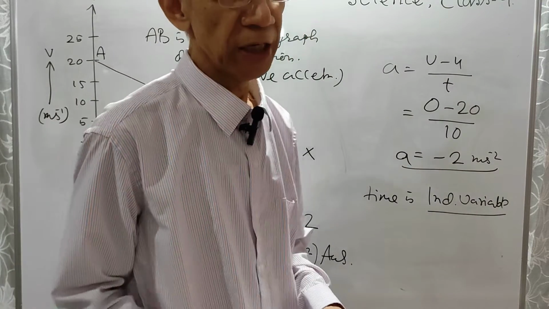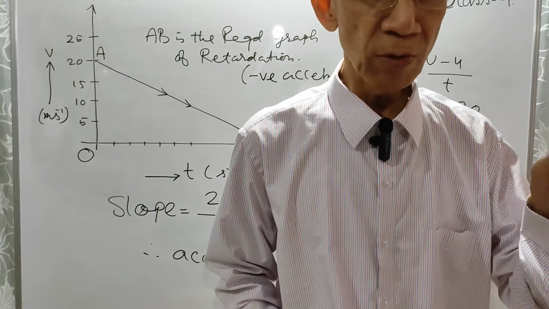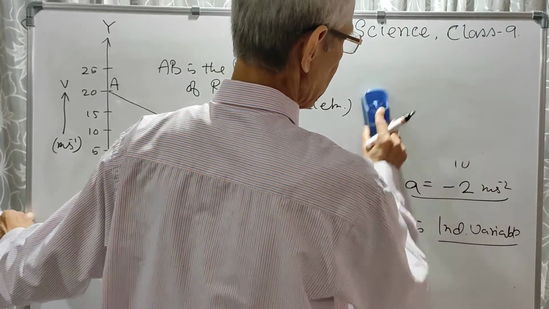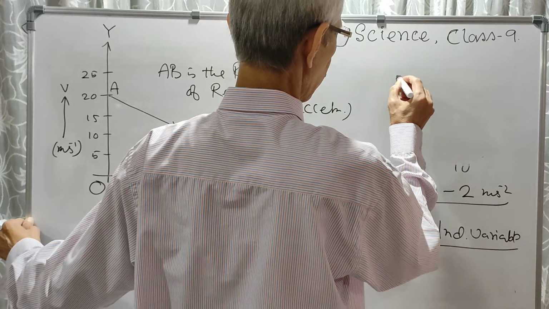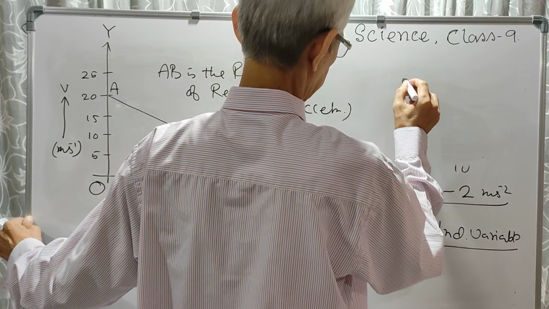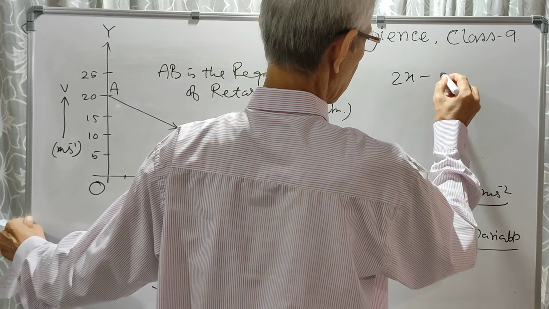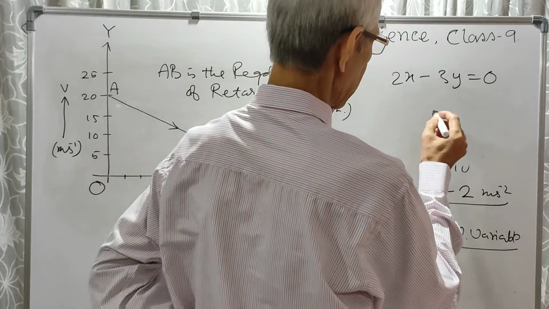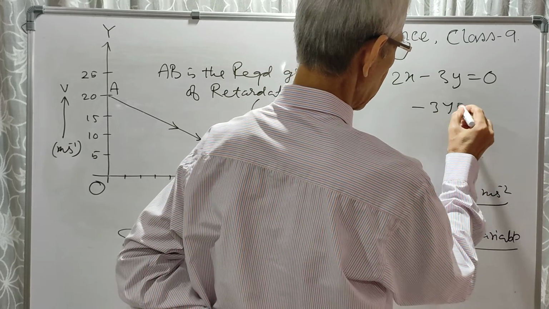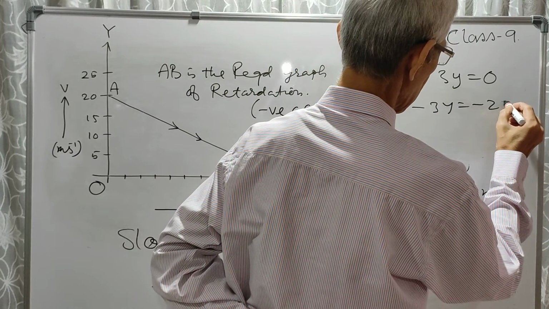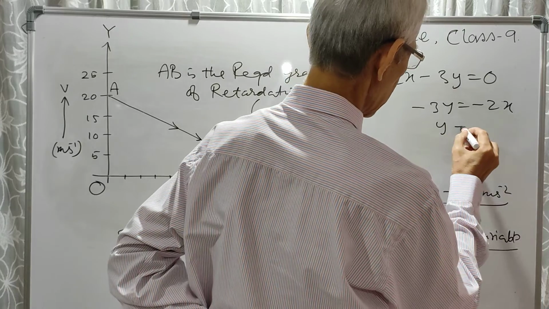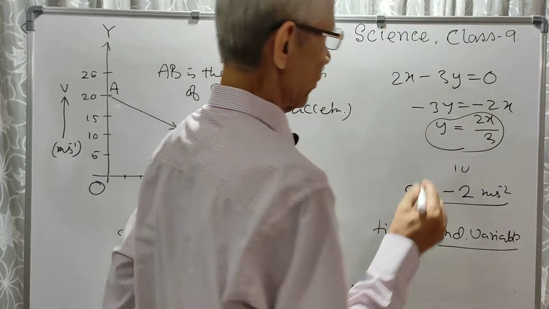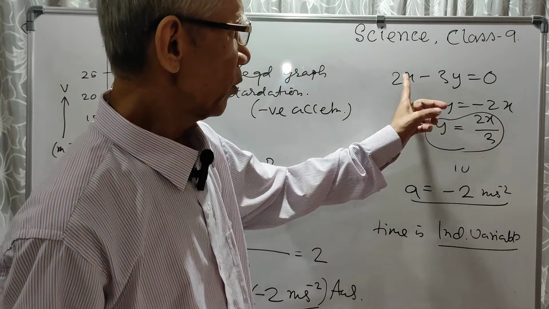In an equation, x is the independent variable, y is the dependent variable. So in any equation, suppose you write 2x minus 3y equal to 0. Now from here, what do you get? Minus 3y equals minus 2x. So that means y equals what? 2x by 3. So y equals 2x by 3.